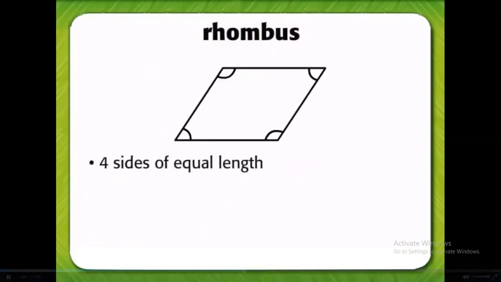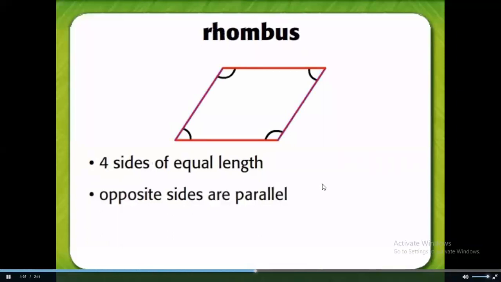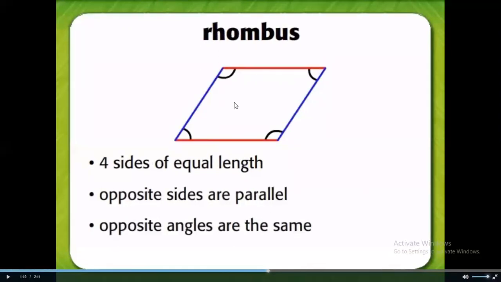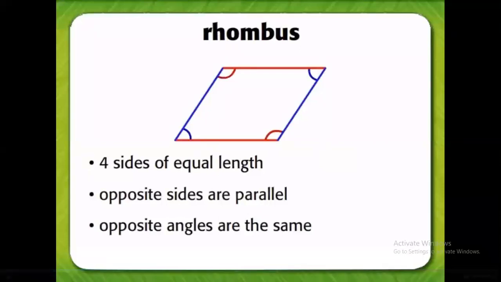Rhombus. 4 sides of equal length. Opposite sides are parallel. Opposite angles are the same. See, I have here all sides equal. It looks like what? Same as a square. All four sides are equal in length, same as a square. But what is different? Compared to the square, the angles here are not right angles. I have two acute and two obtuse angles. Each opposite angles are the same and each opposite sides are parallel. Next one, and the last one.